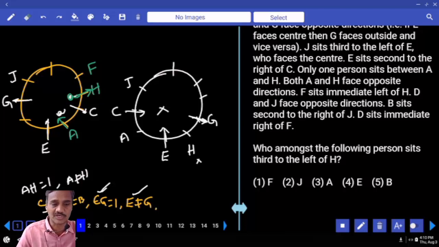D and J face opposite directions. Now D and J are opposite, and B sits second to the right of J. Now B is seated second to the right of J, B is here. Then who is the person after D?